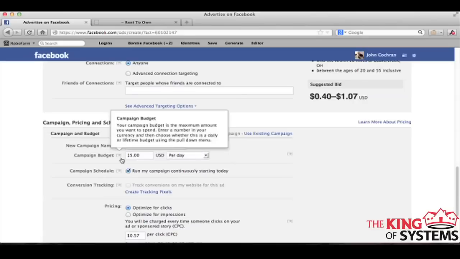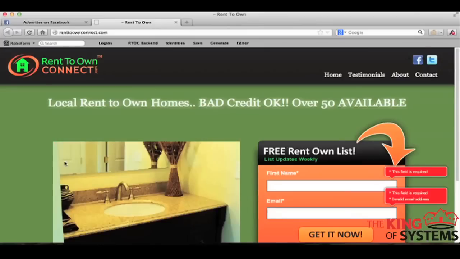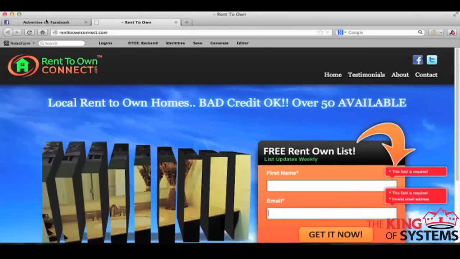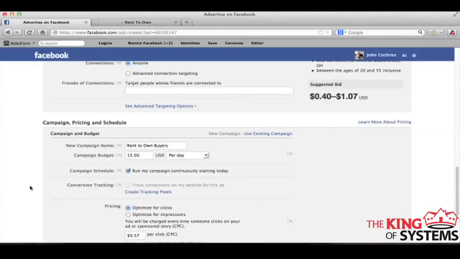Meaning that if you're going to spend $10 a day on Facebook, you're going to be expecting anywhere between 5 to 10 buyers a day. Those stats come from our Buyers on Fire squeeze pages. That's just the way our squeeze pages convert. So if you're using a Buyers on Fire squeeze page, just understand that for every $1 or $2 that you spend, you're going to get a buyer.